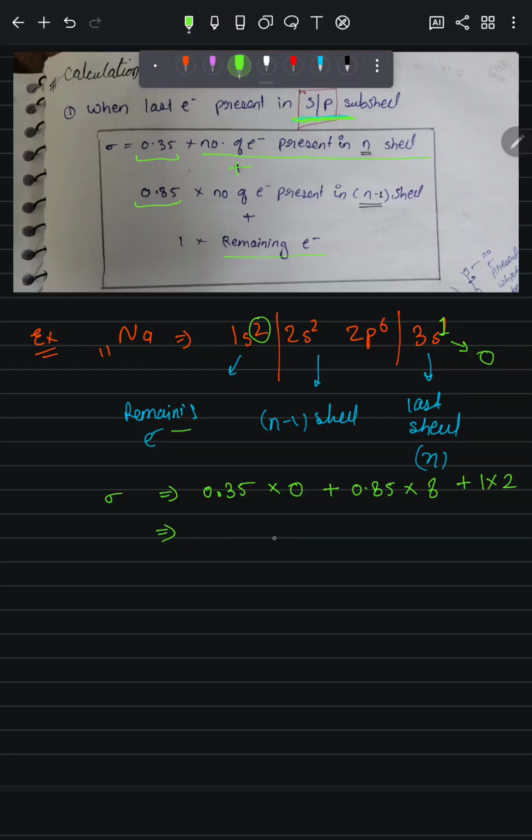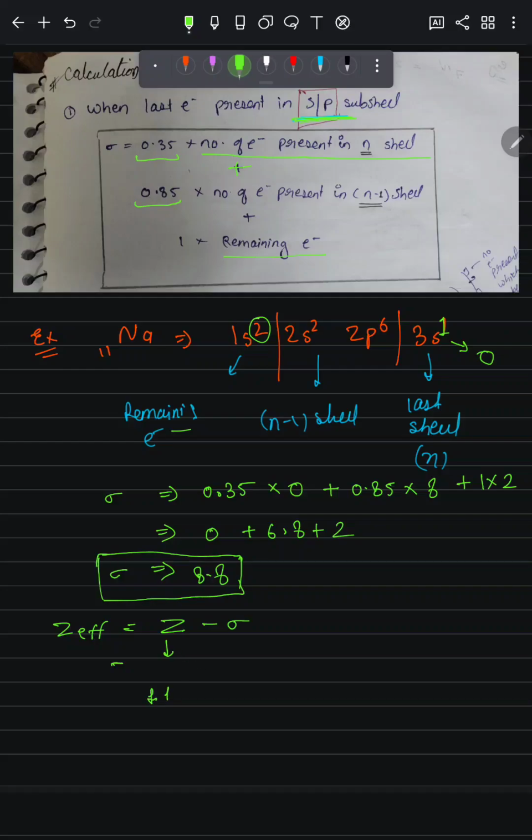So if you calculate this, we will get 0 plus 6.8 plus 2, and the sigma value that comes here is 8.8. So this is not the Z effective or effective nuclear charge. To get the effective nuclear charge, Z effective, we use Z minus sigma. Z is the atomic number of sodium, which is 11, minus 8.8. So the final Z effective value for the 3s electron is 2.2.